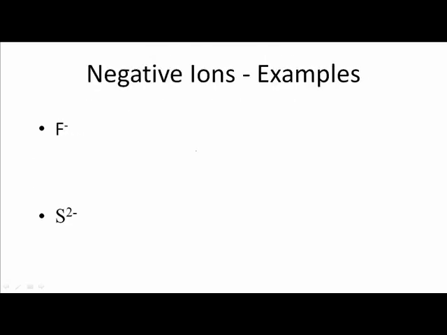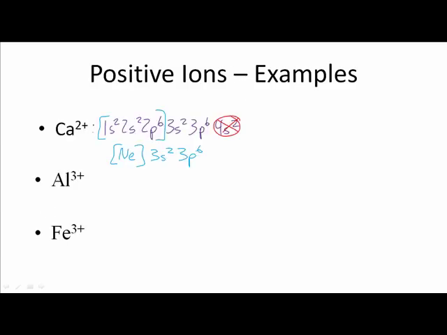For negative ions, you would just add an electron. That one's pretty straightforward, so I won't do those examples now.